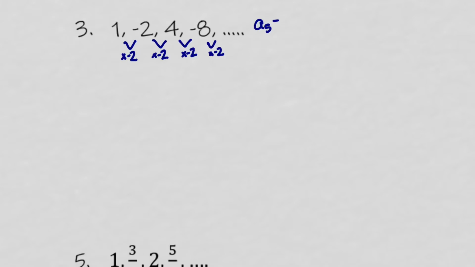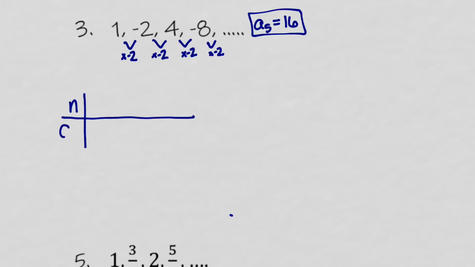So my fifth term is going to be a positive 16. Okay, so when it asks you to describe the pattern, you just say, I'm multiplying each term by negative 2 to get to the next term. So again, I like keeping things organized in this little chart, so it always lets me kind of check, because we're going to be plugging these n's in.